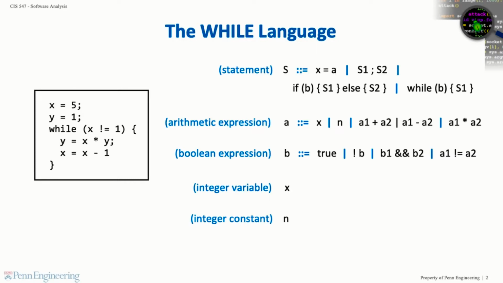Here is a formal grammar that precisely describes the syntax of programs written in the while language. A program in this language is a statement S, which can be an assignment statement, a sequential composition of two statements, an if-then-else statement, or a while statement. Notice that this definition of a statement is recursive, so it can be used to describe arbitrarily large programs, such as programs with nested if-then-else statements, programs with nested loops, and so on.